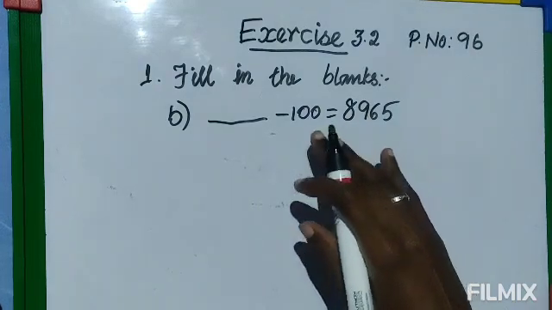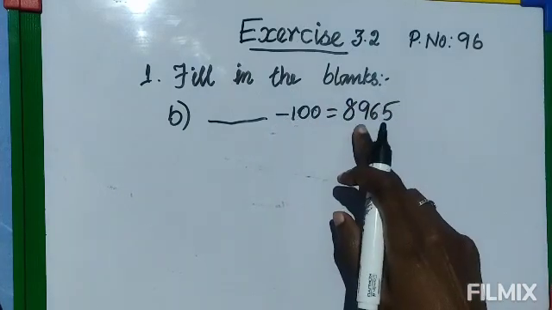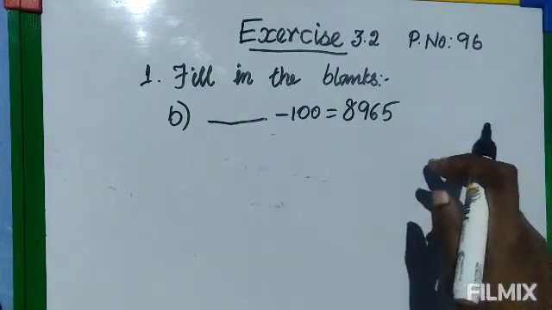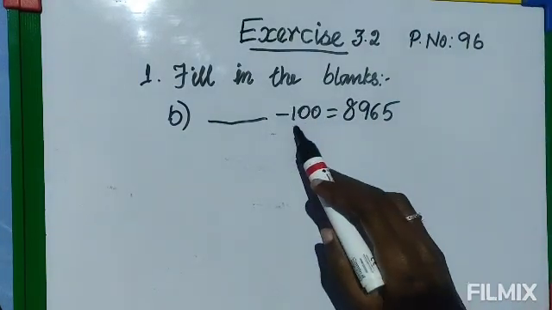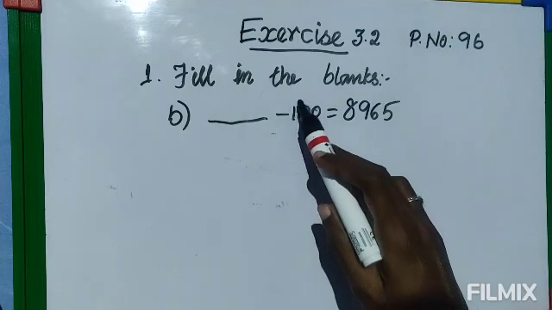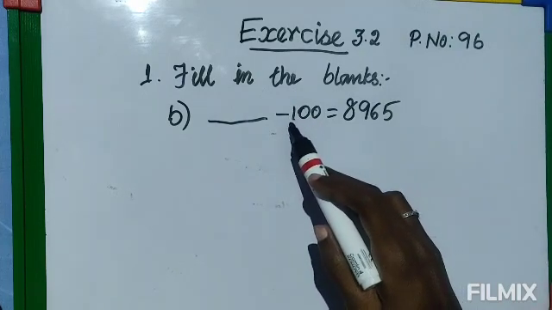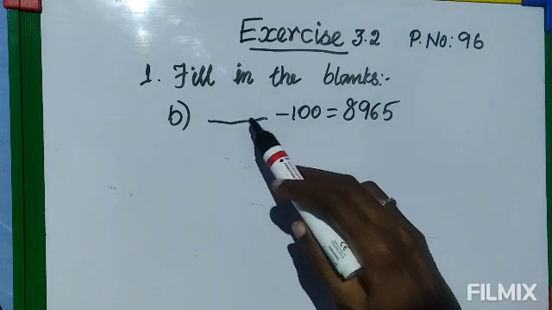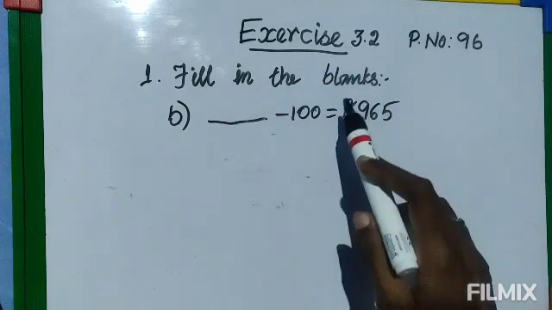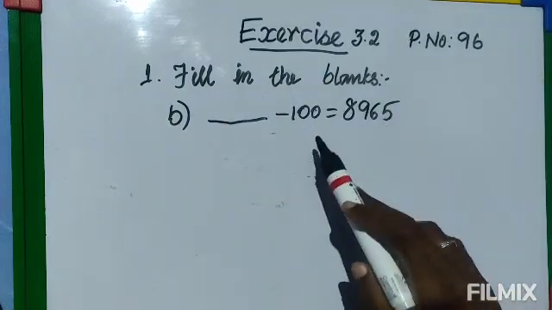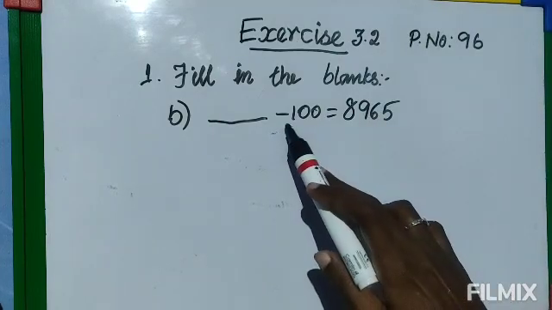Let's start. Okay, here it is given: __ minus 100 equals 8965. Here you already learned that in subtraction, when minusing 100, I told you to minus 1 in the hundreds place. But here the answer is given and the question is missing, so it is just the opposite. We will do the opposite. Instead of minusing, let's add 1 here.